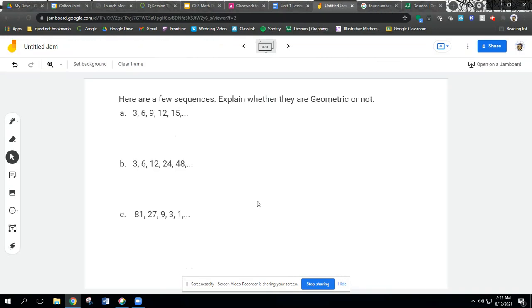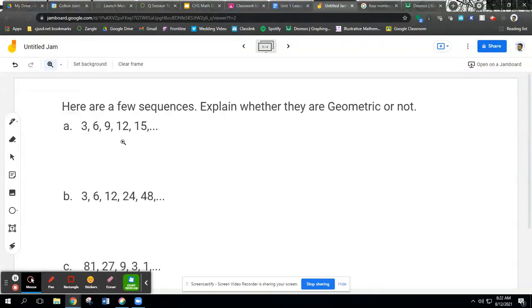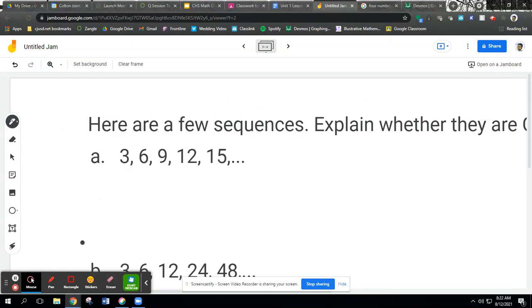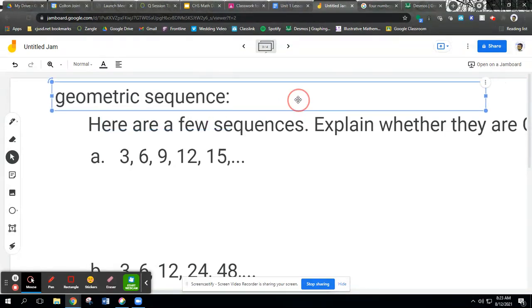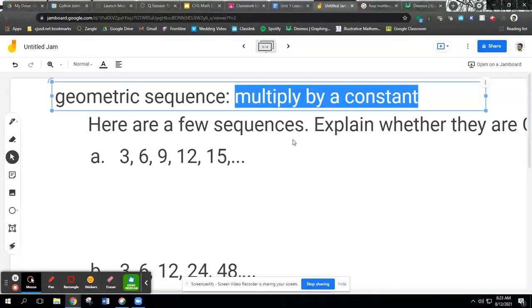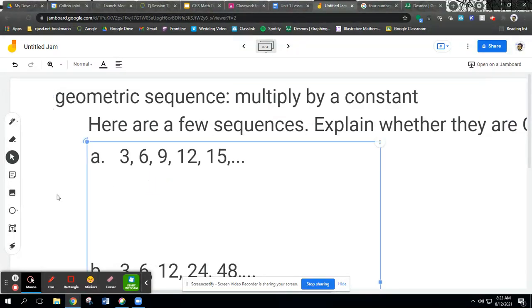So I've created another one that's somewhat similar over here. I've given us a few sequences, and we're going to explain why they are geometric or not. So this first one goes 3, 6, 9, 12, 15. If we look at a pattern here, we've got to figure out what's happening. We know that to be a geometric sequence, our definition is basically that they have to multiply by the same value over and over again. So geometric sequences multiply by a constant. That's the key thing with them. We're going to multiply by the same number over and over and over again.